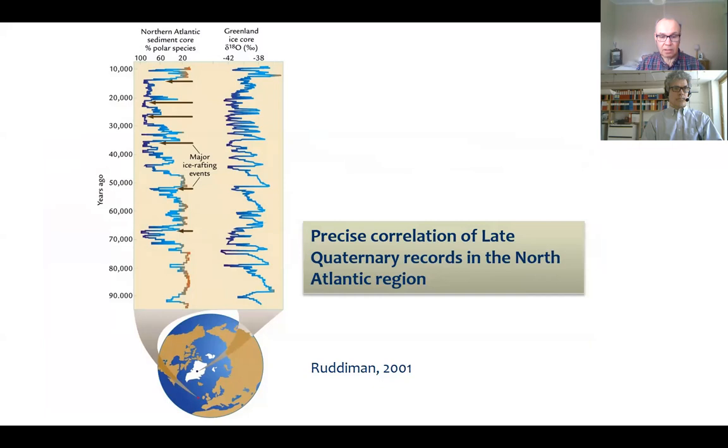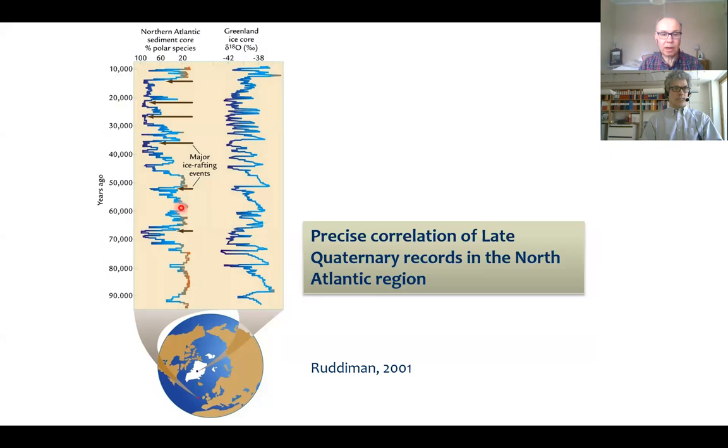And the nice thing with tephra is that you can actually draw lines between different climate archives. Here is an example of that, where you have two climate archives from the last ice age: from the North Atlantic sediment core, polar species of foraminifera, and we also have the Greenland ice core showing a similar pattern. Actually, these are called the Dansgaard-Oeschger events.